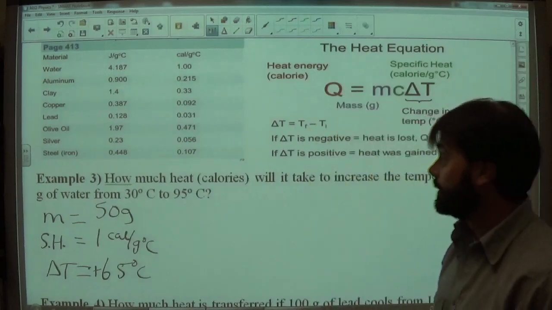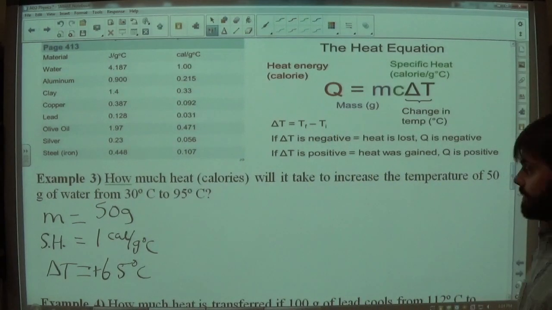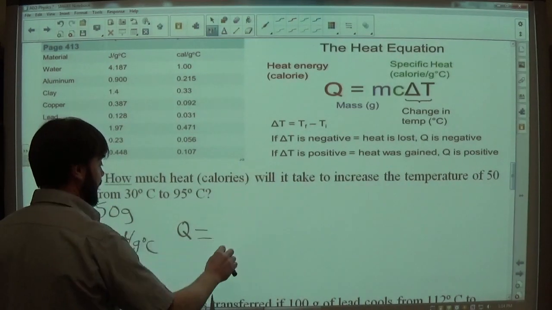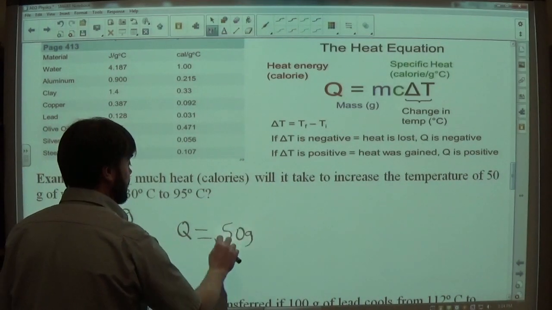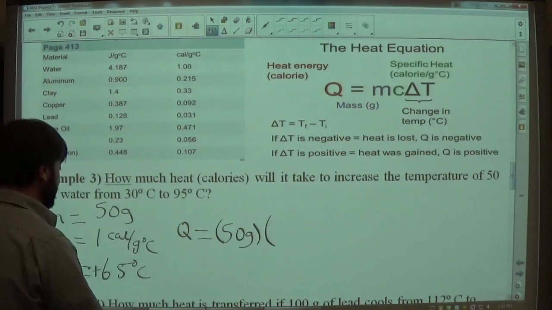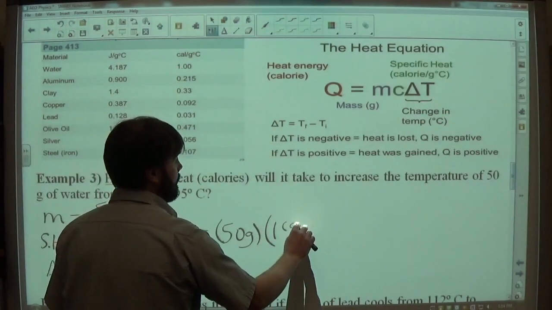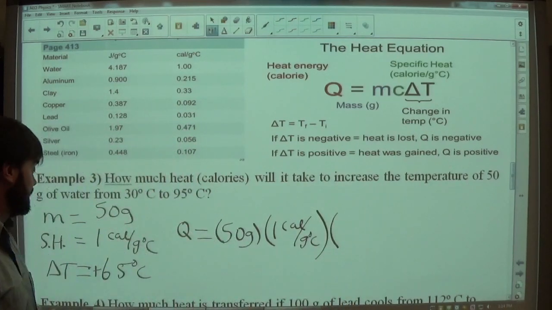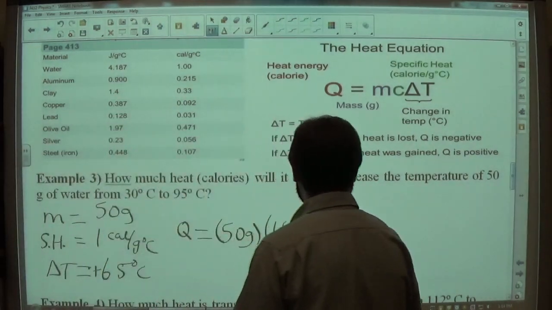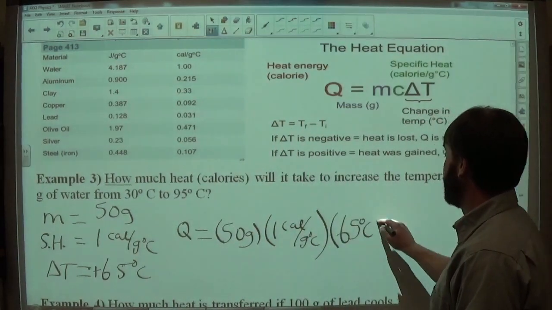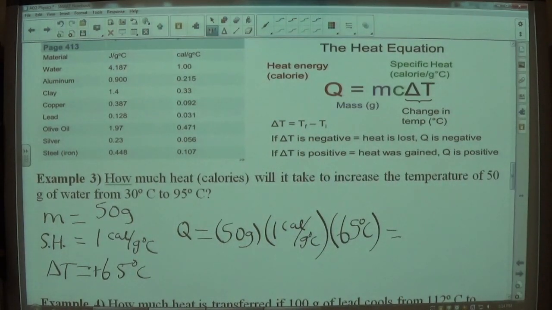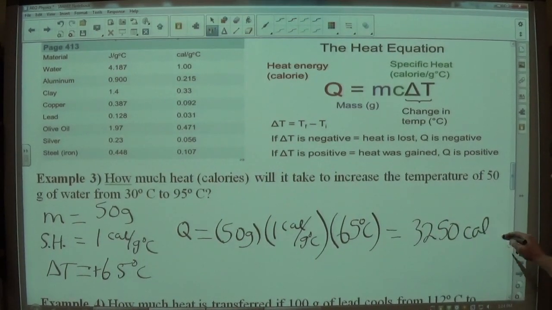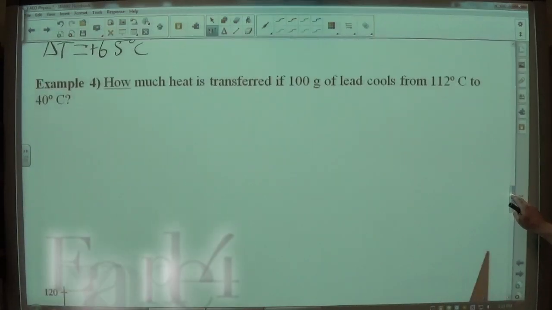So we'll plug it all into the equation that we got. We know that the change of heat, Q, is equal to the mass. So we got 50 grams for the mass, multiplied by the specific heat of water, which is 1 calorie per gram degree Celsius. And then we're going to multiply that by the change in temperature, which is 65 degrees. If I plug all of that in, I get 3,250 calories.